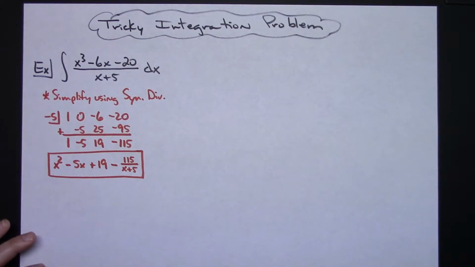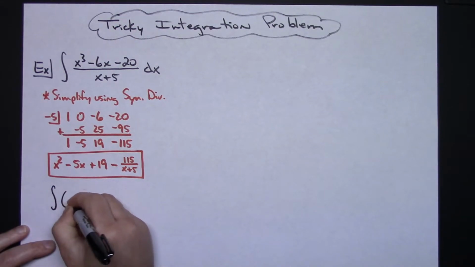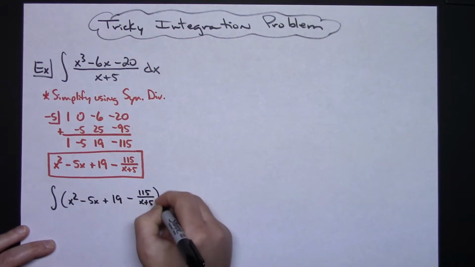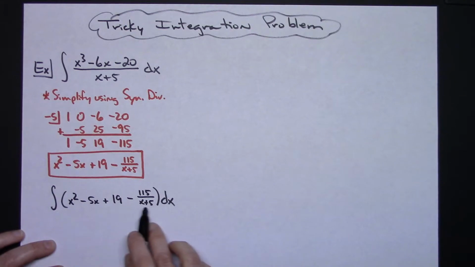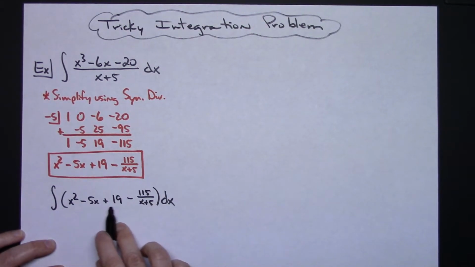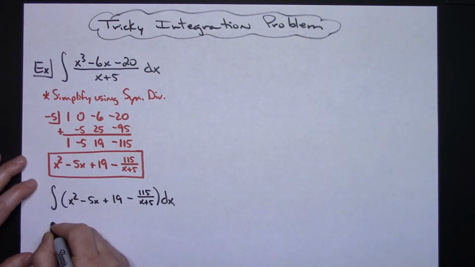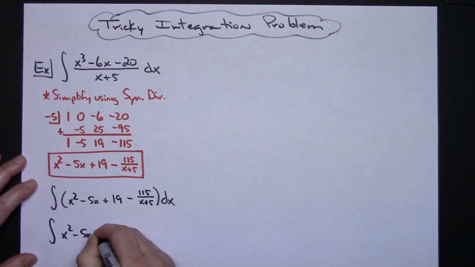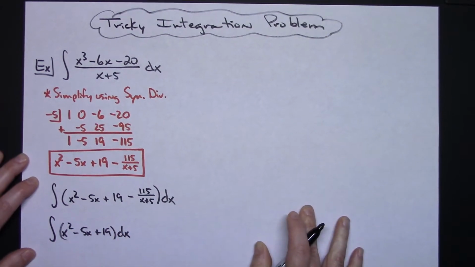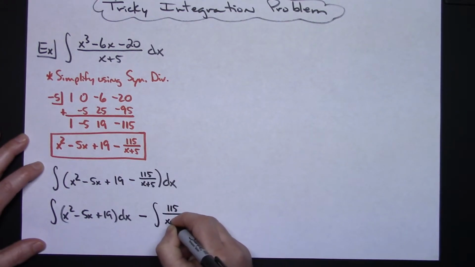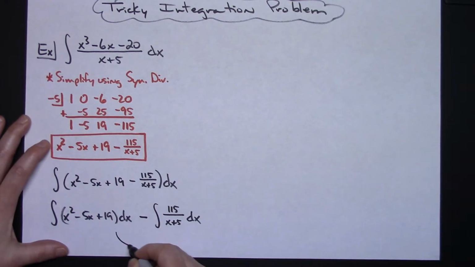Okay, now that's what I'm going to want to integrate here. So let's go to integrating that and set that up here. So I'm going to have the integral of x squared minus 5x plus 19 minus that 115 over the x plus 5. Now I'm going to want to separate this into two separate integrals, because this one is going to integrate like normal, and then for this one I'm going to have to use my integral of 1 over x dx formula to be able to work this one out. Okay, so let's write it as two separate integrals. The integral of x squared minus 5x plus 19 dx, and then minus the integral of 115 over x plus 5 dx.